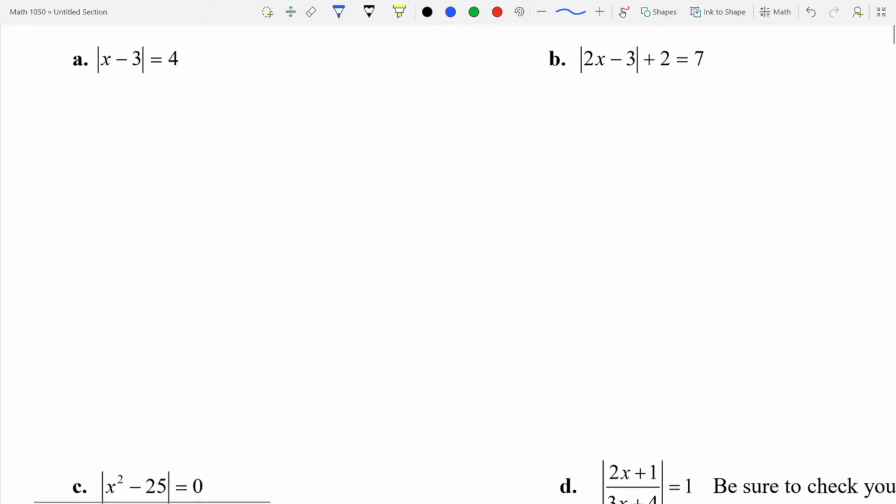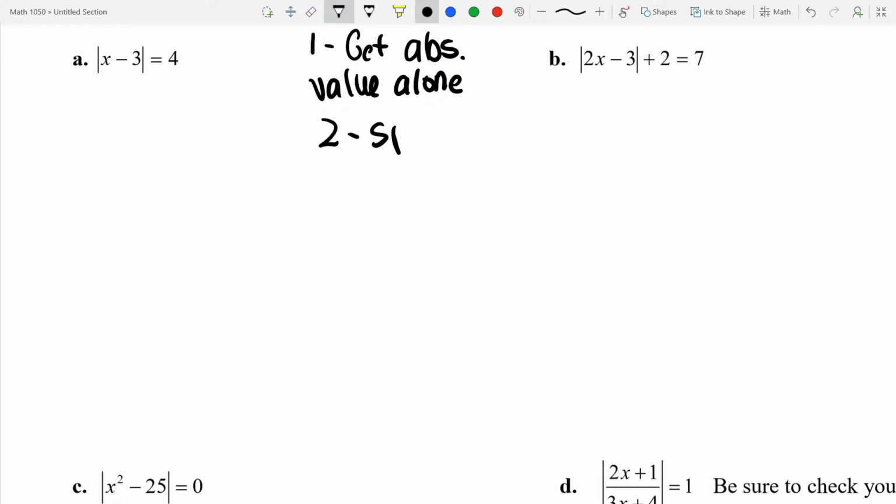Example 1. I'm going to give you some steps. I like to give steps. When I give steps, I like to make the steps very easy and very simple. Okay? Step number 1, get absolute value alone. Always get it alone. Okay? Step number 2, split. Step number 3, solve. So get it alone, split it, solve it.